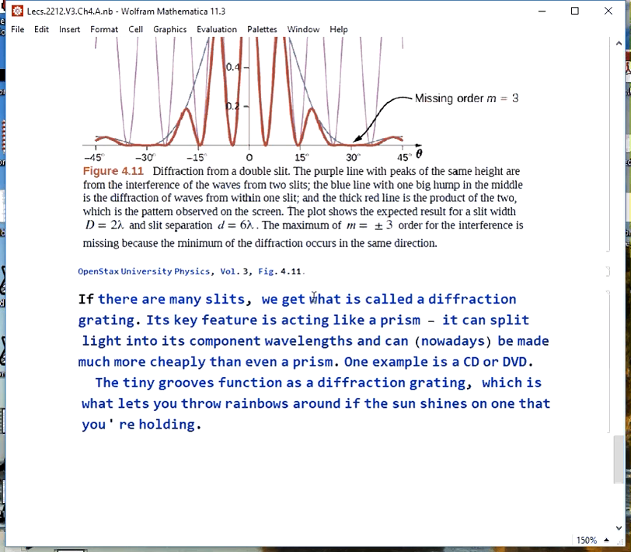If there are a lot of slits, you get what's called a diffraction grating, and the key feature is it acts like a prism. It can split light into its component wavelengths and can be made much more cheaply than even a hunk of glass like a prism. One example of this is a CD or DVD where the tiny grooves act as a diffraction grating, and that lets you point the DVD at the sun, and you can throw reflected rainbows all around with that.